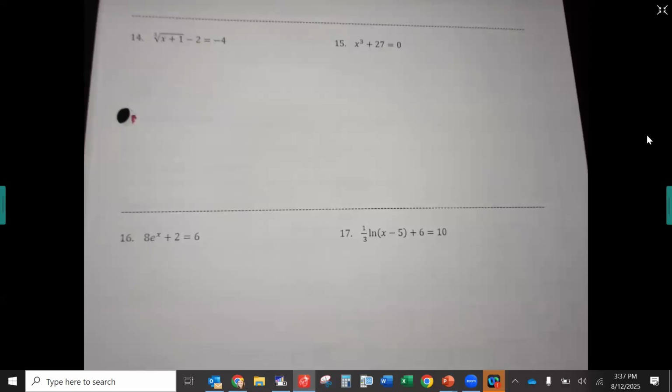How are we doing? Okay, so what do we do with the -2? Let's start with that. How do you undo a -2? Okay, do +2 on both sides, and then -4 + 2. What do we have then? Good. So you have your cubic root, x + 1 = -2.